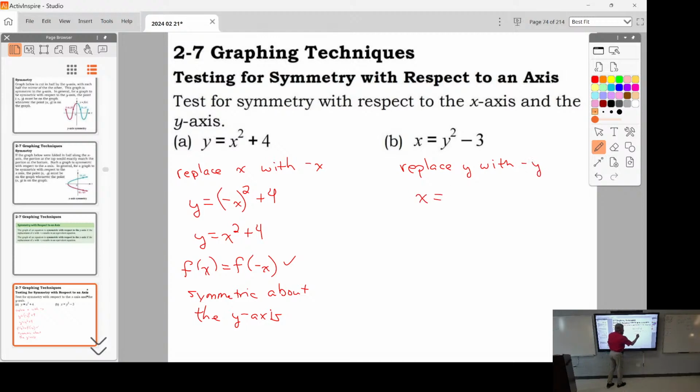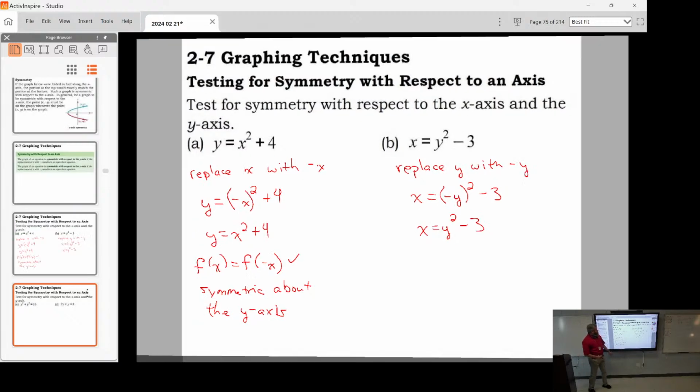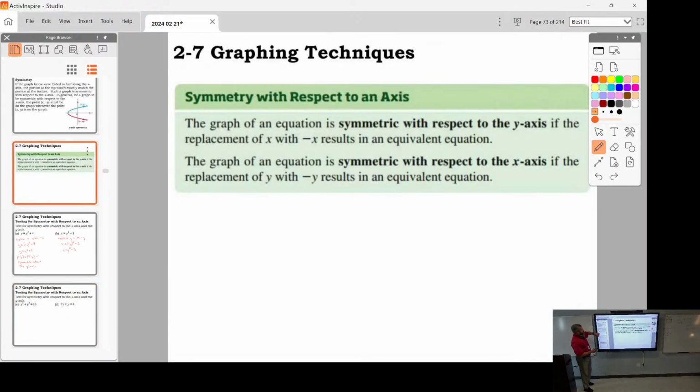I get x equals negative y squared minus 3. What's negative y squared? Y squared. I got the exact same thing. Right? Okay. Previous slide again. Sorry, I hit the wrong button. The graph of an equation is symmetric with respect to the x-axis if replacing y with negative y results in an equivalent equation.